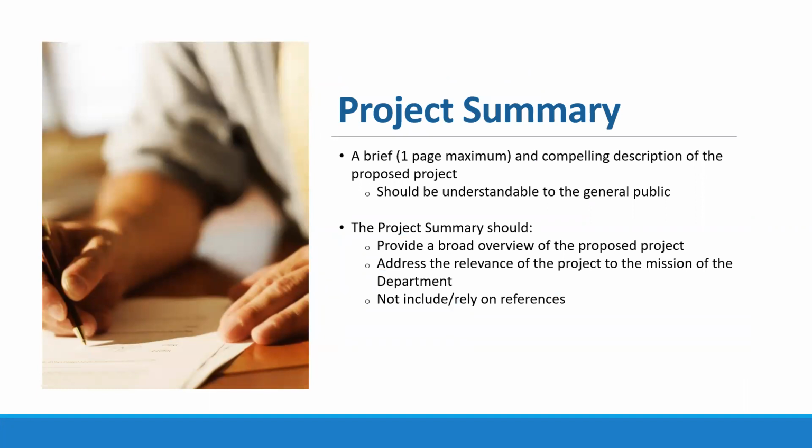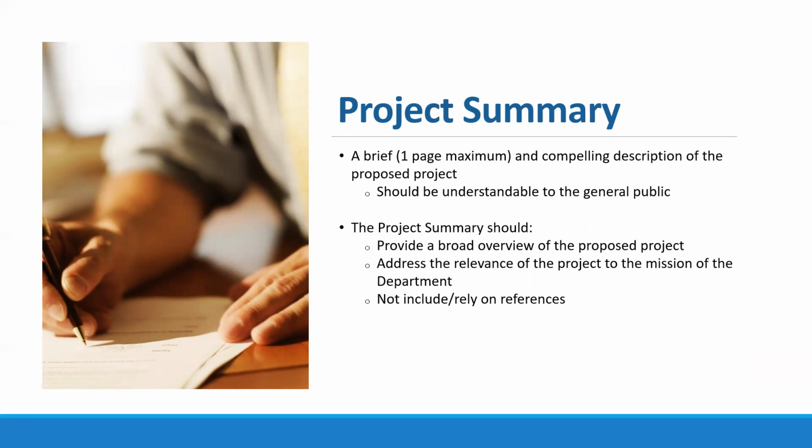All right, so moving on to our project summary. The project summary is very similar to the project abstract, but with a page limit rather than a character limit. Here you're limited to 1 page maximum as opposed to 600 characters. Because it is a longer limit, the summary should really be a more thorough description of the project. It should be understandable to the general public, but given the 1 page limit, it should still be fairly brief.